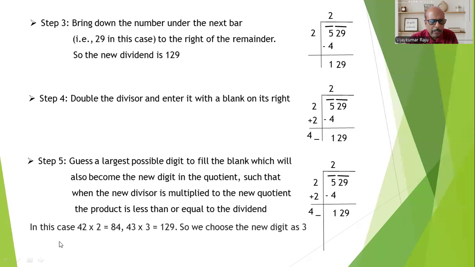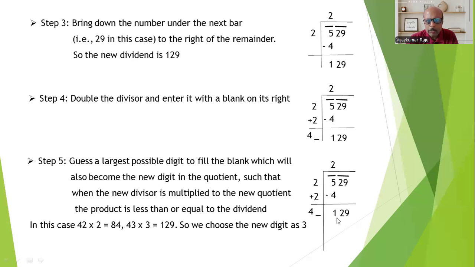Now see here. In this case, 42. Suppose I take 2 here. 42 into 2 is 84. It is smaller. So try the next one. 43 into 3, 129. Yes, it's 129. So we choose the new digit as 3. So write 3 here and write 3 here also.